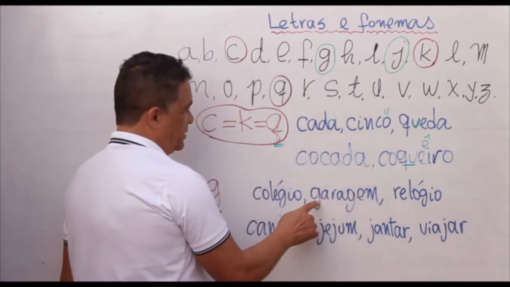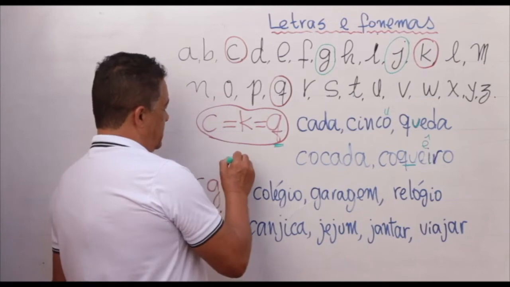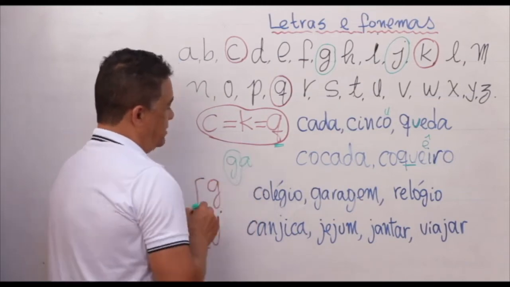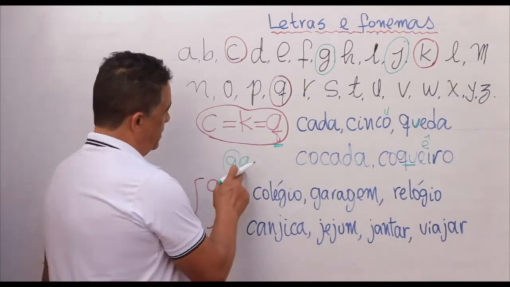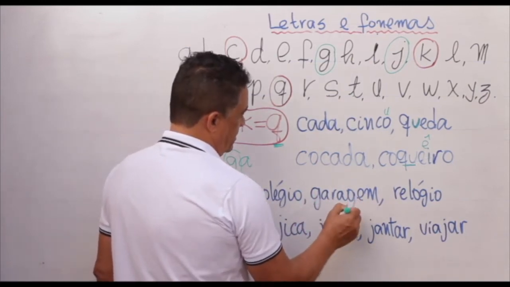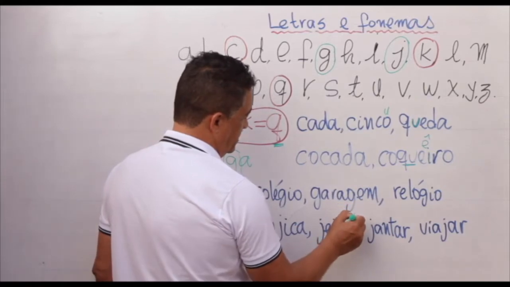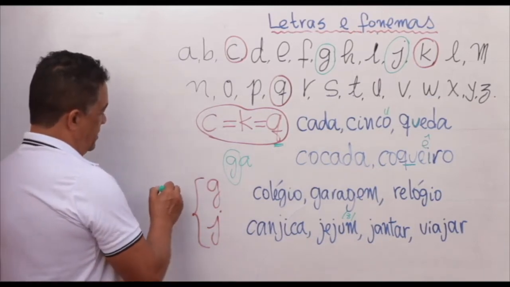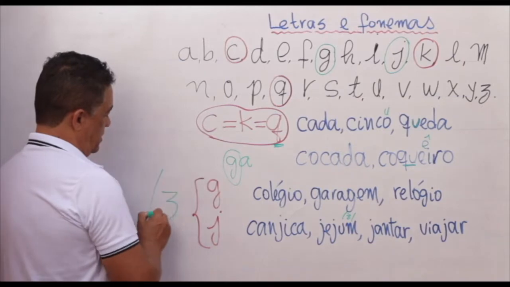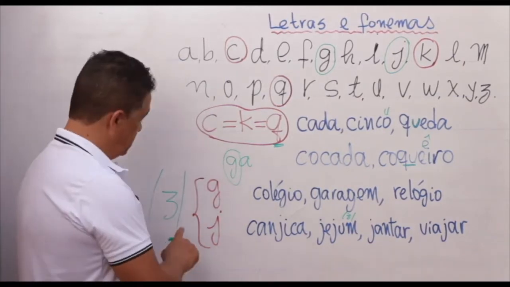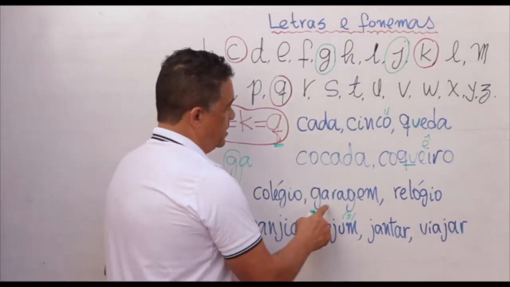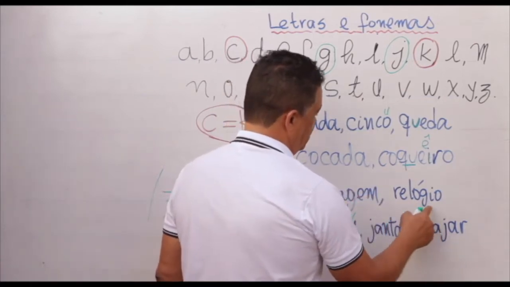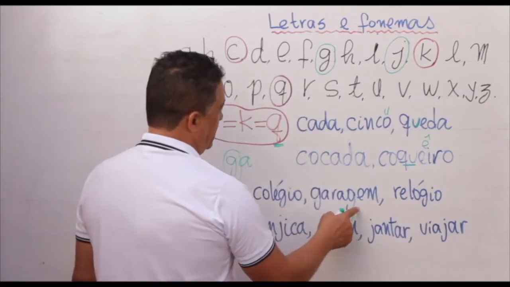Garagem, garage. Ga, by the way, normally this letter together with A, you say ga. Okay, so ga, garagem. But here the same letter changes the phoneme into zh. Oh, by the way, in the international phonetic alphabet, this is the representation of the sound zh. Garagem, watch, relógio. So we have colégio, garagem, relógio.